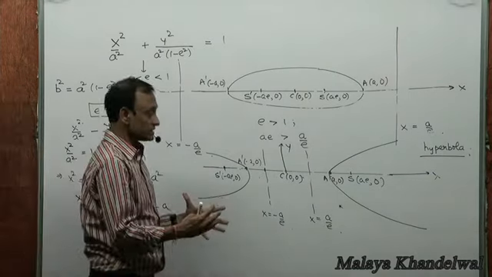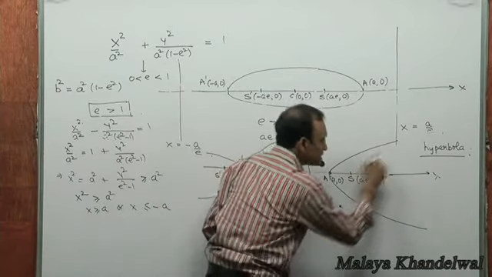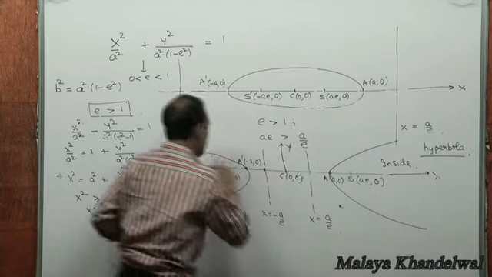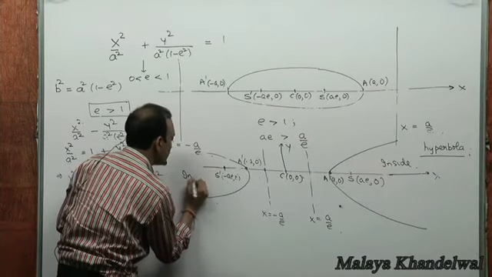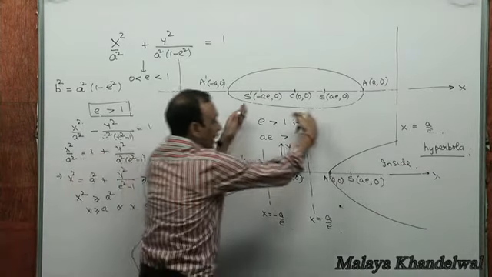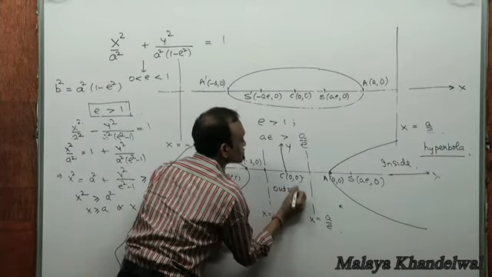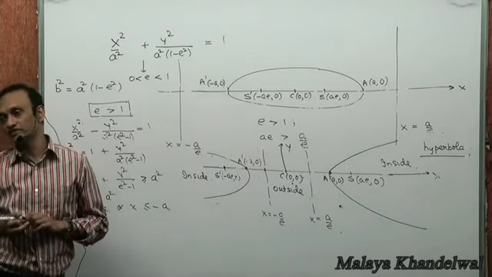Now, the thing is, this region of the hyperbola is called the inside of the hyperbola. This region is also called the inside of the hyperbola. But other than this, that's the outside of the hyperbola.